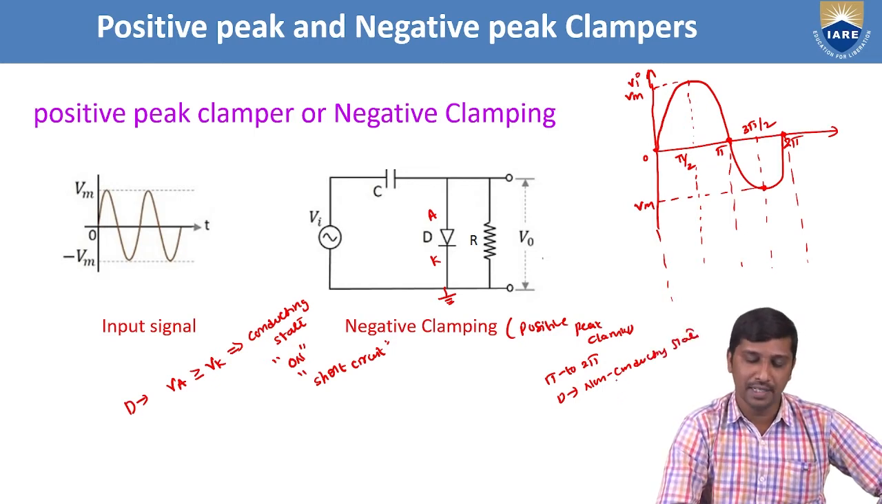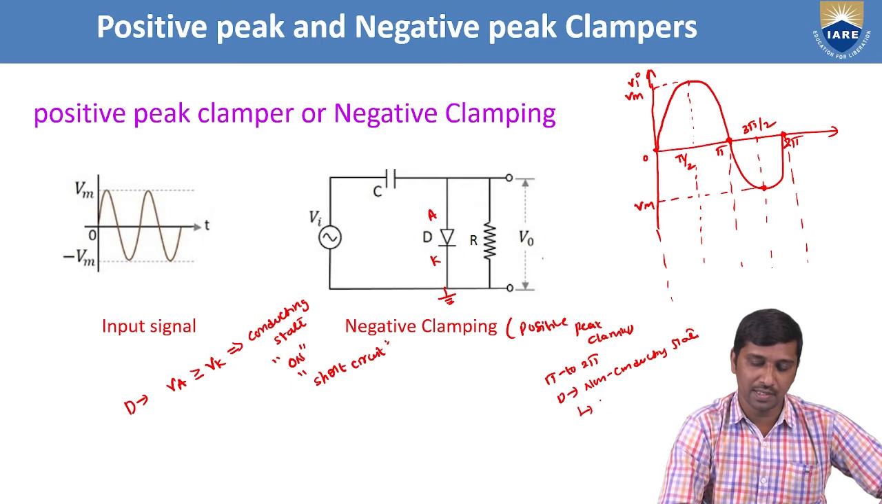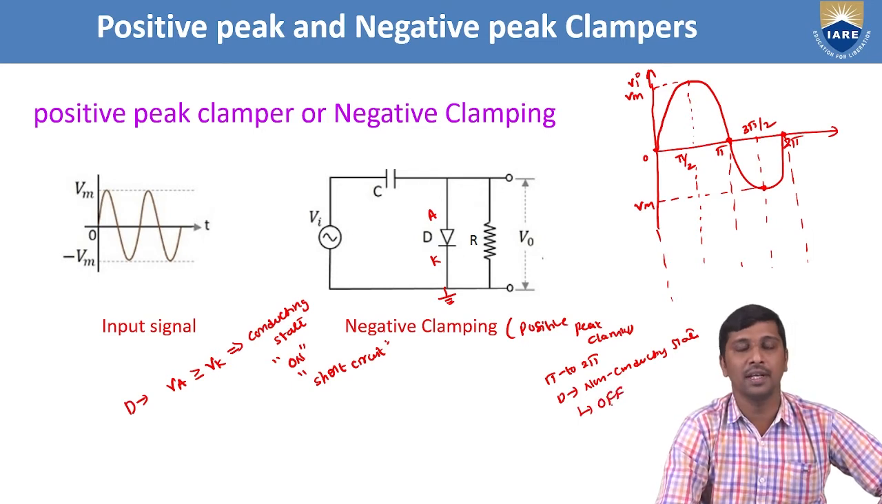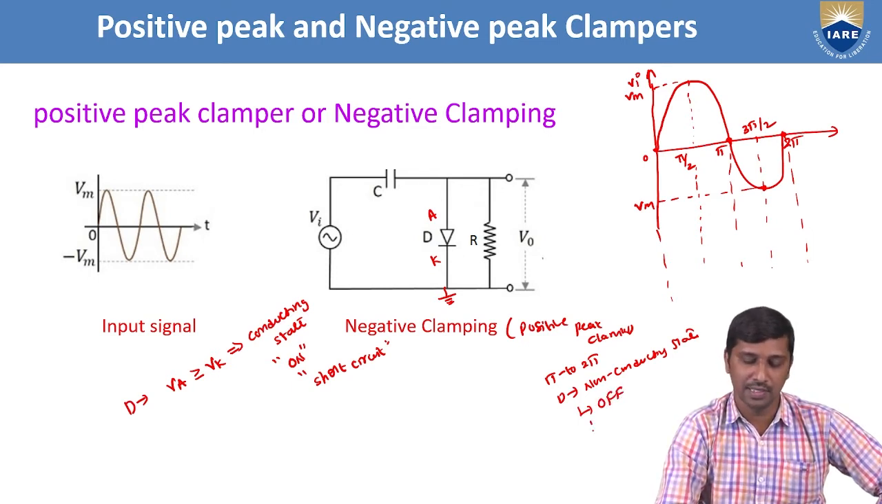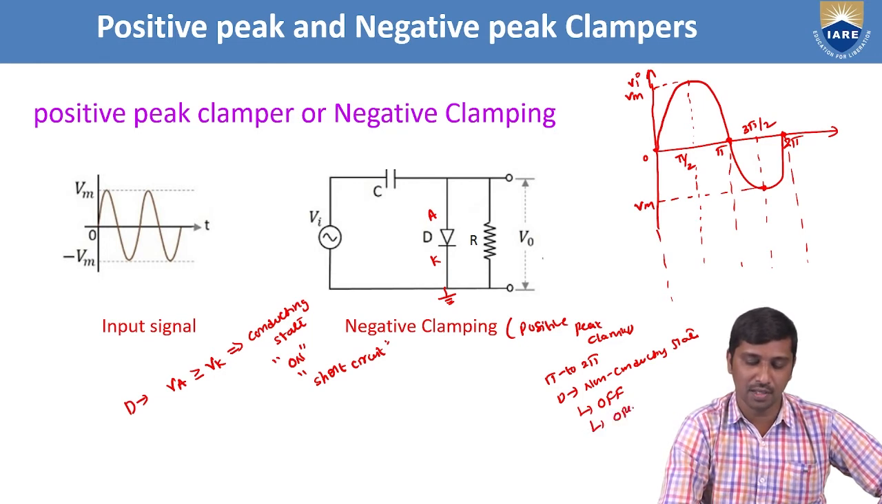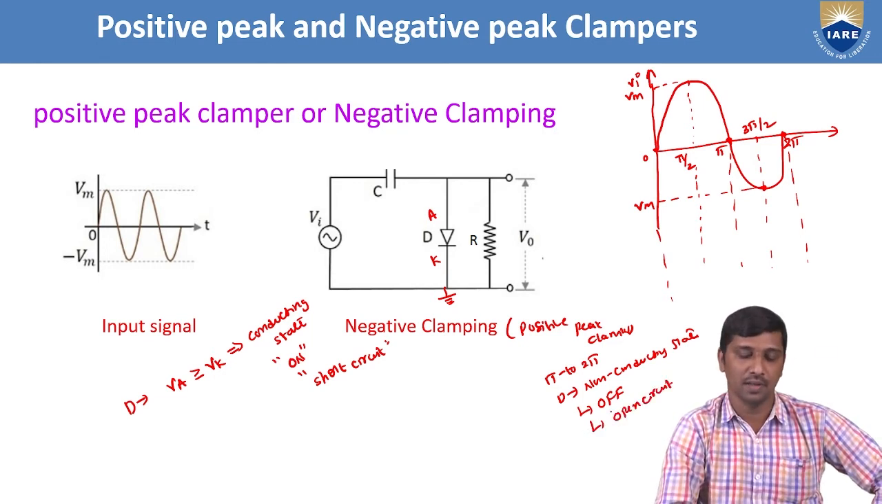So if it is a non-conducting state, it is represented as the off state, meaning there is no conduction across the diode. That is the reason this state is replaced with the open circuit model.